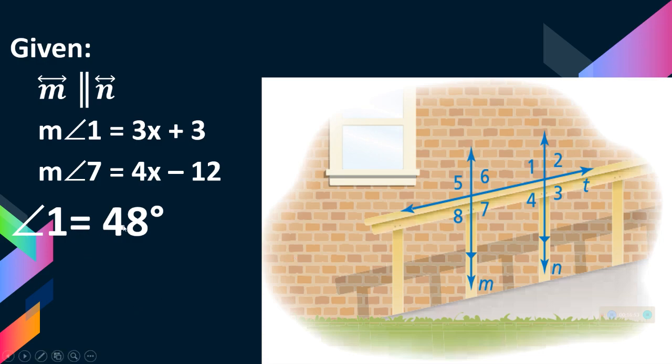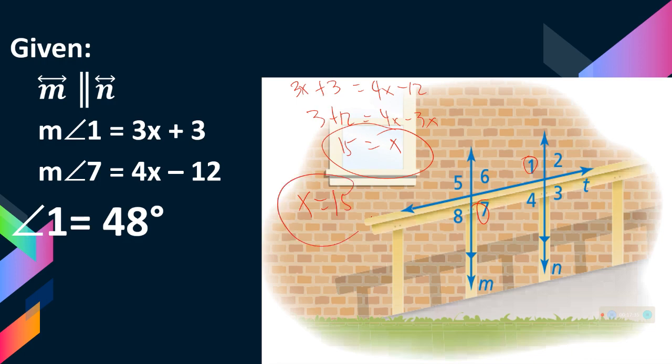How are we going to obtain the measure of angle 1? We have to take note of the given: angle 1 and angle 7. They are examples of alternate interior angles and they are congruent. So you equate the given: 3x plus 3 equals 4x minus 12. You will have 4x minus 3x, and 3 plus 12, which is 15, equals x. So the value of x is equal to 15.